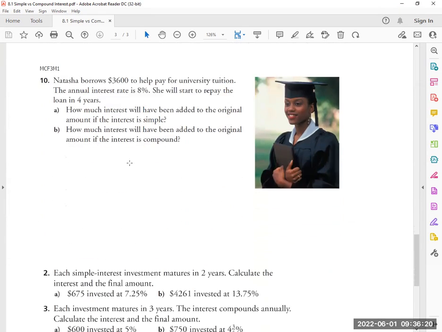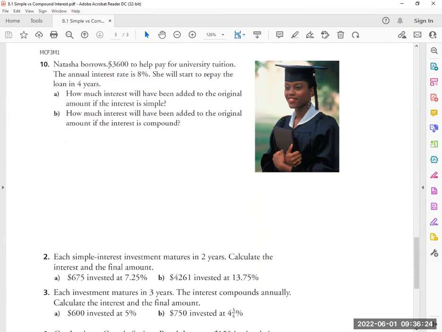So here's an interesting question. I purposely made some space so we can calculate together. Let's do number 10 as a class. Natasha borrows $3,600 to pay for university tuition. Awesome. That's not much compared to tuition nowadays. The annual interest rate is 8%. That is a scam. She will start to repay the loan in 4 years. So it's going to accumulate interest for 4 years. How much interest will be added if the interest is simple?